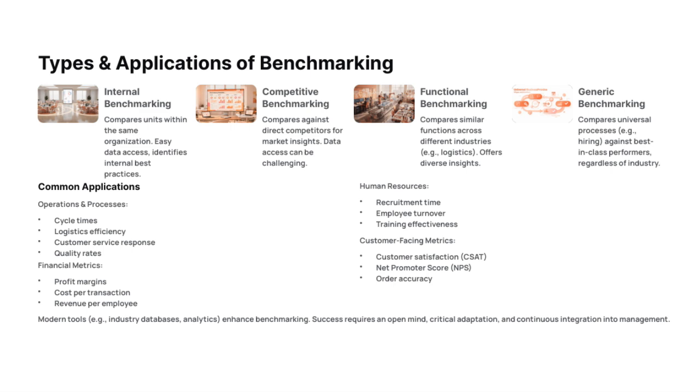Moving to human resources, metrics such as recruitment time, employee turnover, and training effectiveness help us understand how well we're managing our workforce. These indicators are vital for maintaining a strong, engaged team. On the financial side, we focus on profit margins, cost per transaction, and revenue per employee. These metrics highlight the financial health of our operations and where we can improve efficiency.